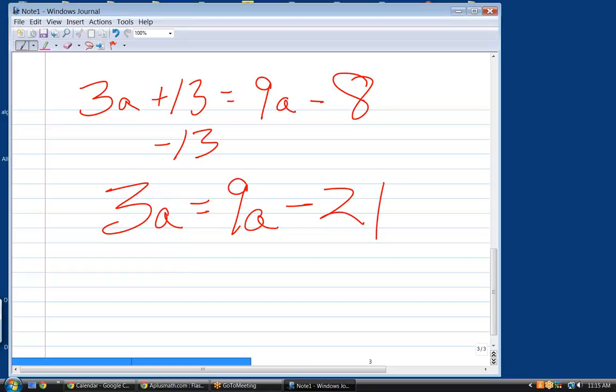So how can I combine my a's on one side of the equation? Can you divide by a? That's a good thought, that's very clever, but it's easier to subtract or add. In other words, why don't I subtract 9a from both sides? Okay. So now I'll have 3a minus 9a, and I won't have any 9a on the right side anymore. So what's 3a minus 9a?